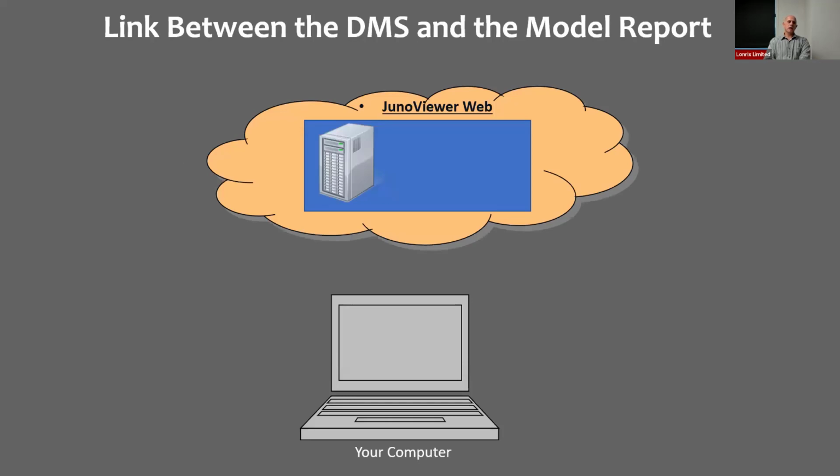So in a big picture view, basically what you start with on your computer is normally your deterioration model setup file. And that DMS file is then uploaded to JunoViewer. The model is then run on that DMS file to predict the future network condition. And then, as I'll show you shortly, you can go in various places in JunoViewer and select to download that model output report, which then goes to your computer, and you can then look at that model output report.